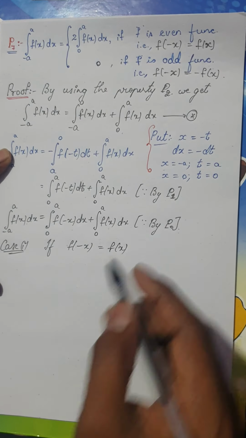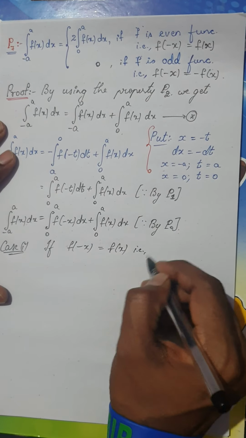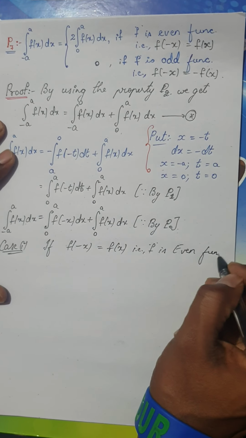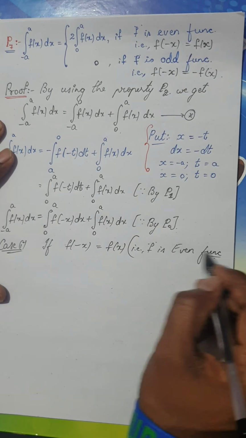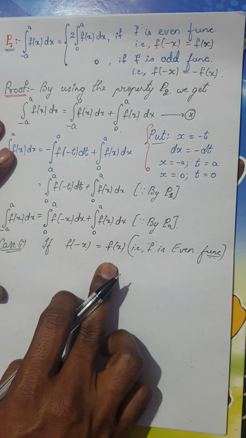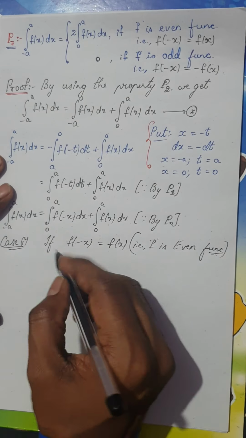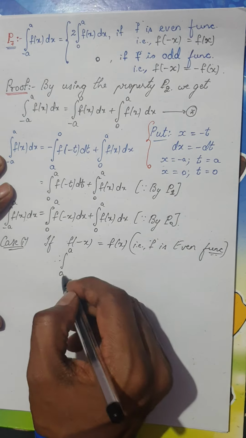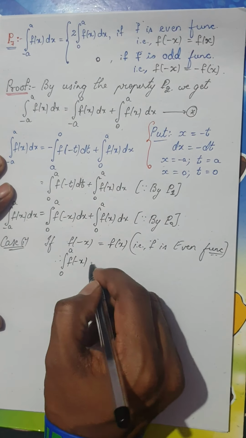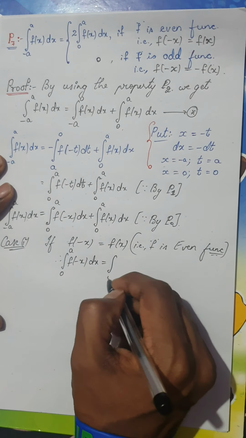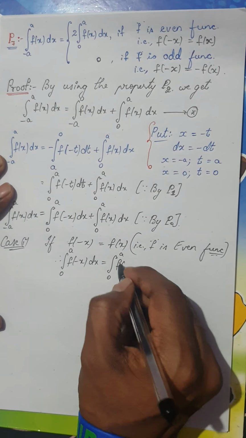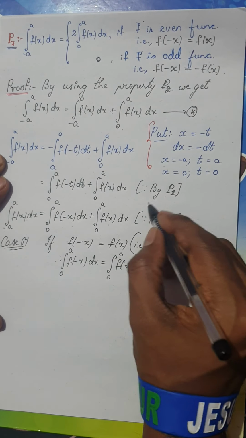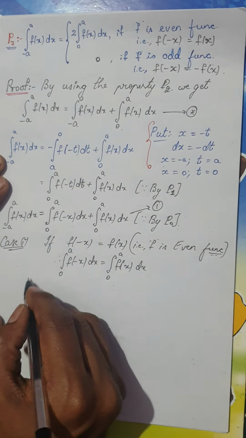Okay, what do you mean by f of minus x is equal to f of x? That is, f is an even function. If f is an even function, f of minus x would be f of x. Therefore, the integral from 0 to a of f of minus x dx will be the same as the integral from 0 to a of f of x dx. Let me take this as equation 1.